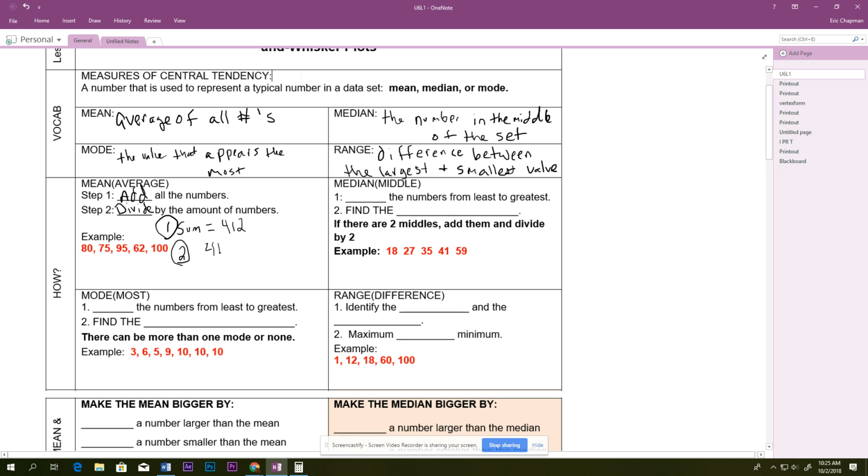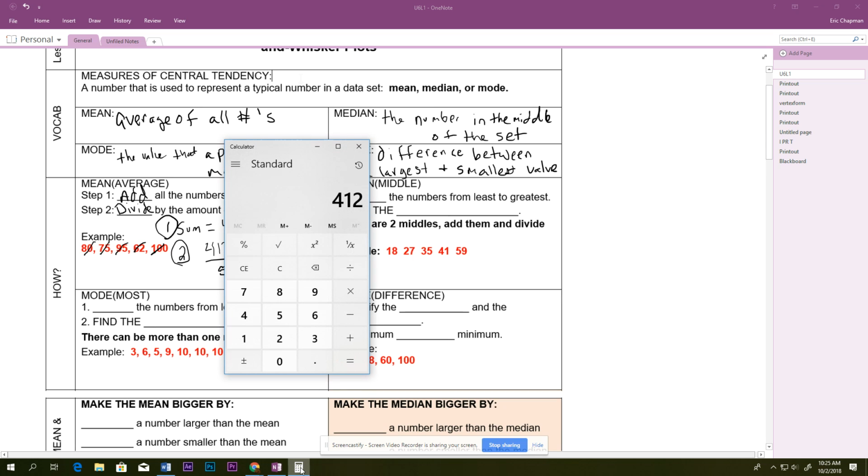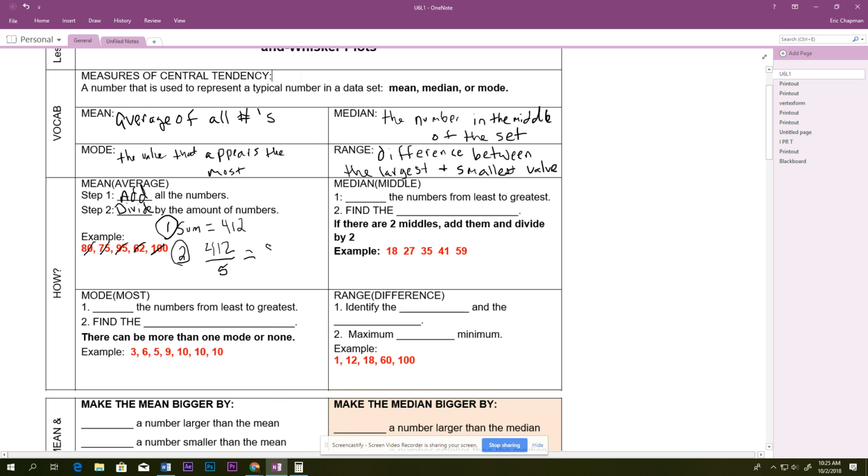So we're going to take 412 and we're going to divide by 1, 2, 3, 4, 5 numbers. And that'll be our mean. So we're going to take 412 divided by 5. We get 82.4. And this one we don't have to round because it's a nice number, 0.4. So we just get 82.4. That's how we find the mean.